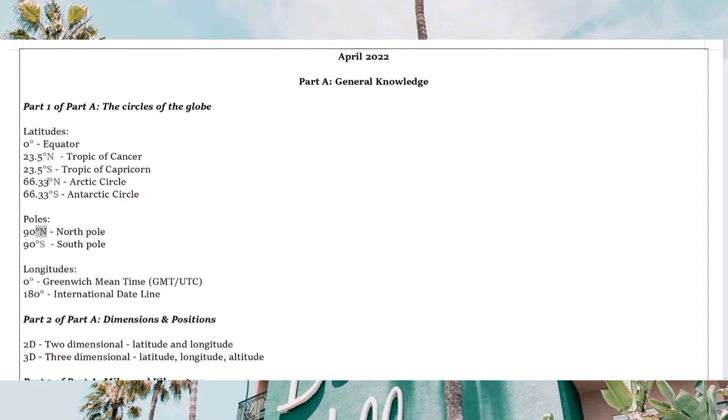So from 0 you reach right to the north, there you have 90 degrees north, and that's called the North Pole. It's not a latitude, it's a pole. Why? Because it's a point. And similarly, on the south is the South Pole.